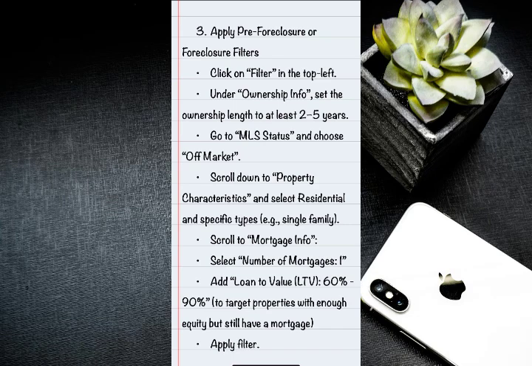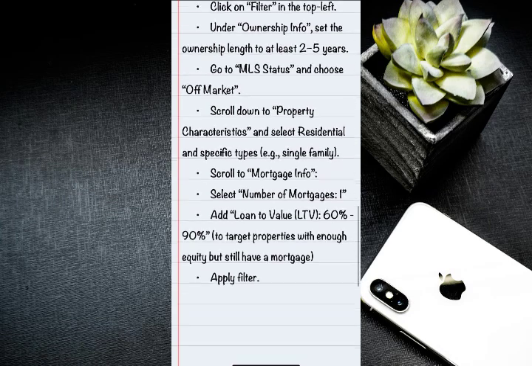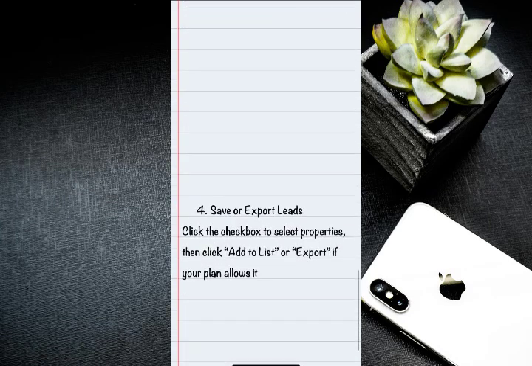Then scroll down to the mortgage info and select the number of mortgages. We can also add a loan to value, which is the LTV, of 60% to 90% to target properties with enough equity but that still have a mortgage. Then after that, apply the filter, which is very important.